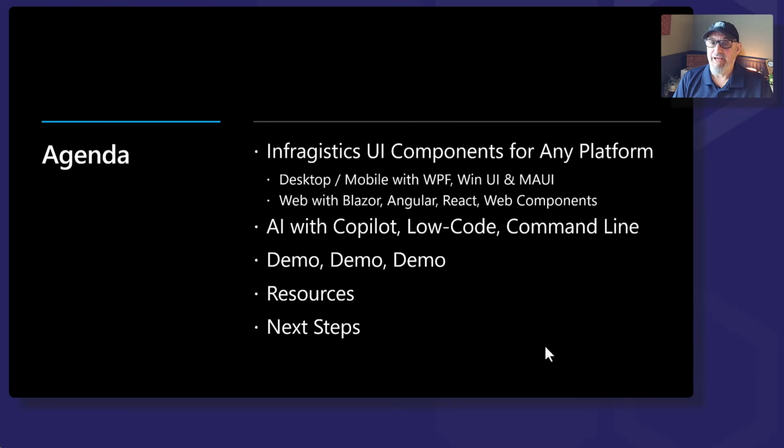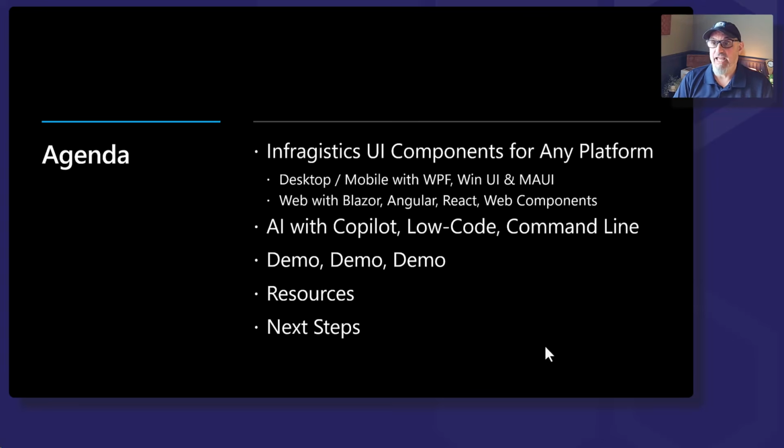So what are we going to talk about? Primarily how you can build amazing experiences for any platform using Infragistics UI components. We've been doing this for over 35 years for every platform, from the late 80s to the 90s to the 2000s, all the way through almost now to 2030: desktop, mobile, WPF, WinUI, MAUI, Windows Forms, and then modern web with Blazor, Angular, React, and web components.